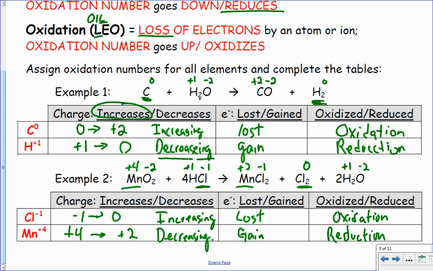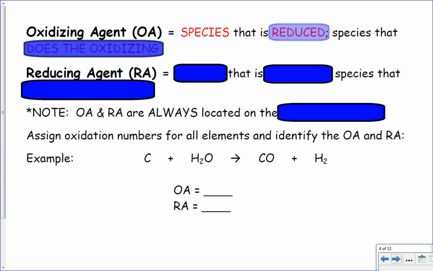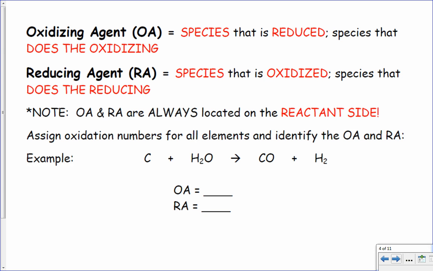There we go. Now, Mr. Milks, I'm taking a lot of time doing this, so it's time to hurry up. Oxidizing agent, reducing agent, this gets a little bit complicated. I'm going to go through it real fast. Basically, the oxidizing agent is the species that is reduced, or the species that does the oxidizing. The reducing agent is, again, the opposite. It's the species that is oxidized, or the species that does the reducing. The reducing agent is what does the reducing, so it's backwards. Okay, I'm going to kind of skip over this because this isn't really on the test ever. They're always on the reactant side of the equation, okay?